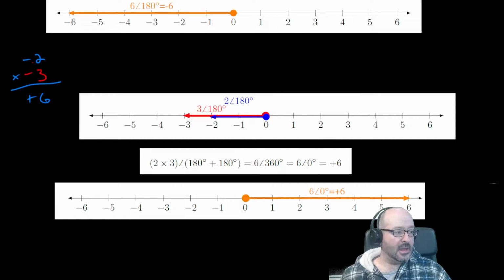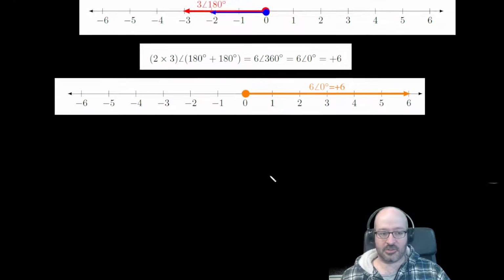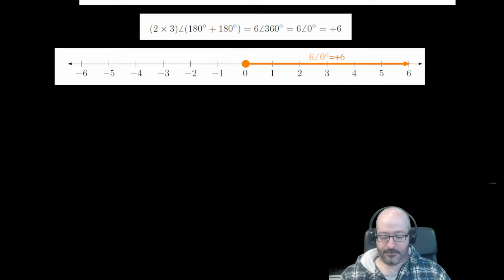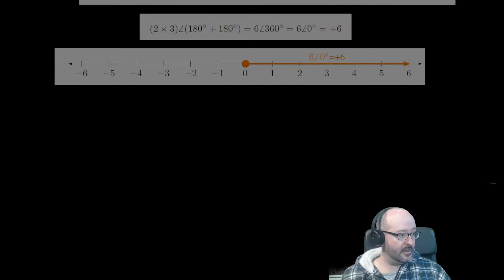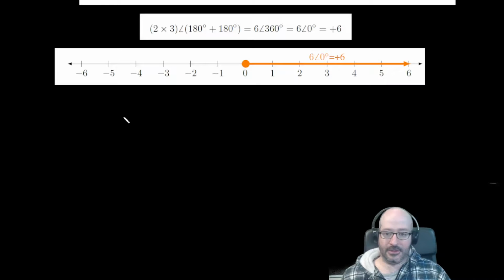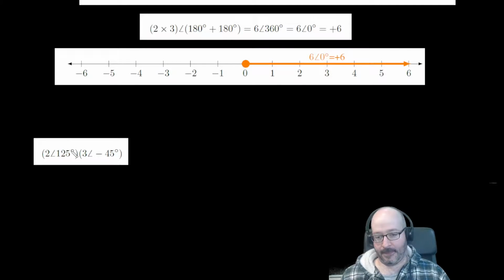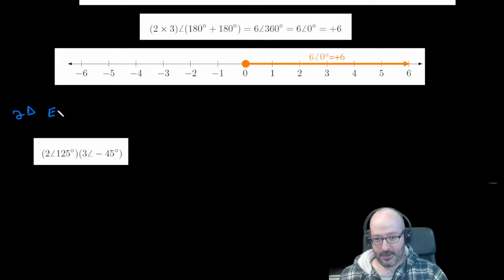Okay, now we're going to do this in 2 dimensions. We're going to stretch and we're going to rotate. I do like doing this one on the board more. So here's a 2D example. Okay, 2D example.